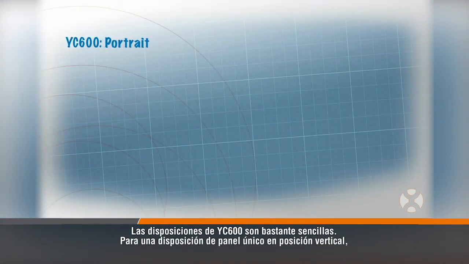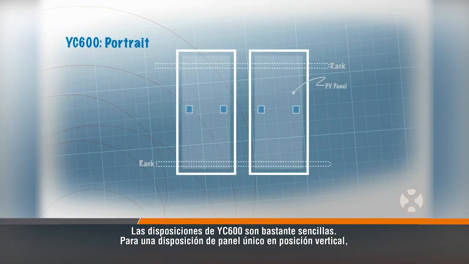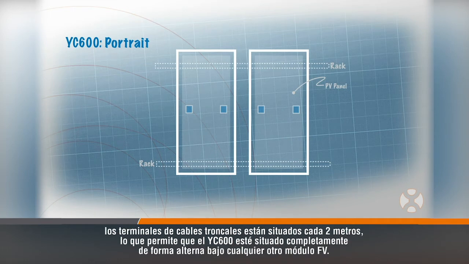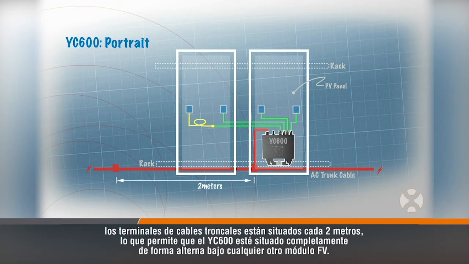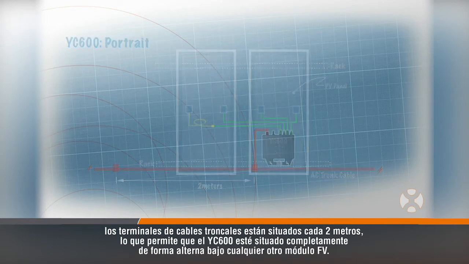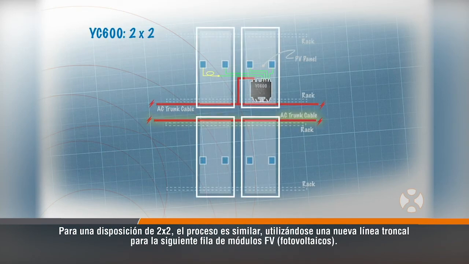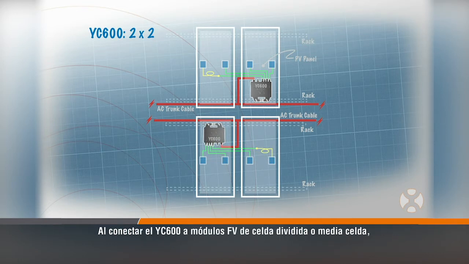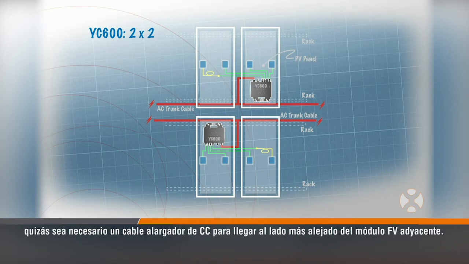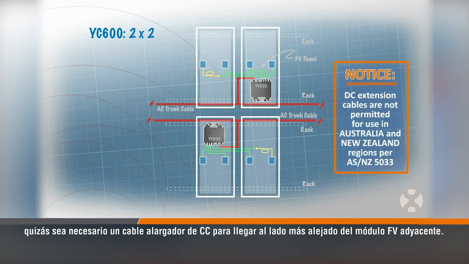YC600 layouts are fairly straightforward. For single panel layout in portrait, the trunk cable terminals are located every 2 meters, which allows the YC600 to be positioned completely under every other PV module. For 2x2 layout, the process is similar, with a new trunk line used for the next row of PV modules. When connecting the YC600 to split cell or half cell PV modules, a DC extension cable may be needed to reach the furthest side of the adjacent PV module.